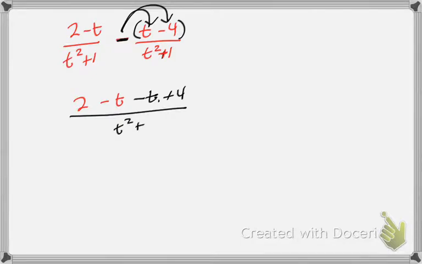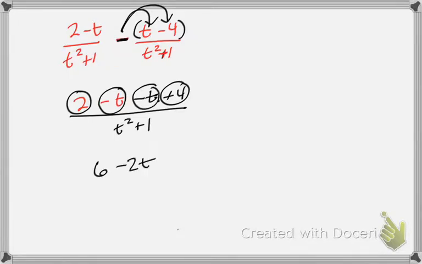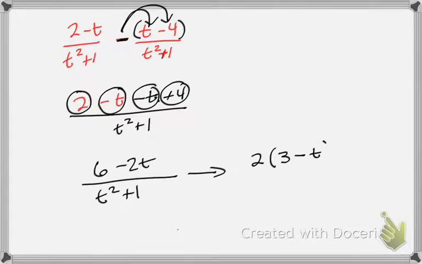So now I'm going to combine my like terms. That's positive 2 and 4, that's a 6, and negative t makes negative 2t, all over t squared plus 1. And now I'm going to factor that numerator. I'm going to take out a 2, and I'm left with 3 minus t all over t squared plus 1.